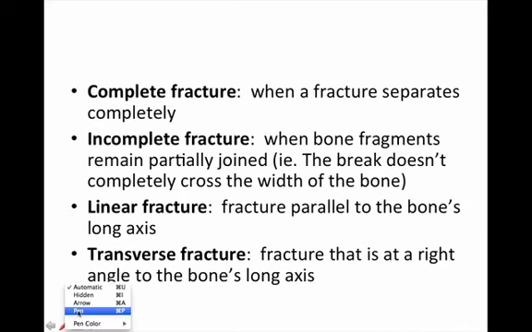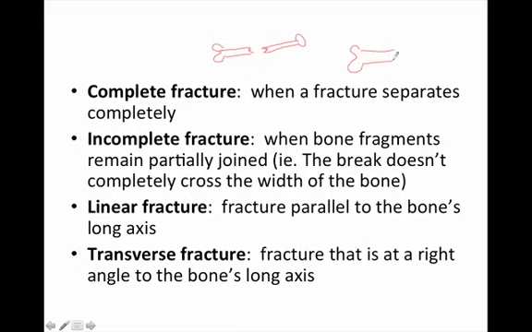We also have a complete fracture. That's when a fracture separates completely. So if we're looking at a bone and it separates completely, we call that a complete fracture. An incomplete fracture is when we have bone fragments that remain partially joined. So the break doesn't completely cross the width of the bone. If you can imagine, it might look something like this. We have a break here, but it doesn't go all across the bone. Sorry, my artistic skills are not that great.